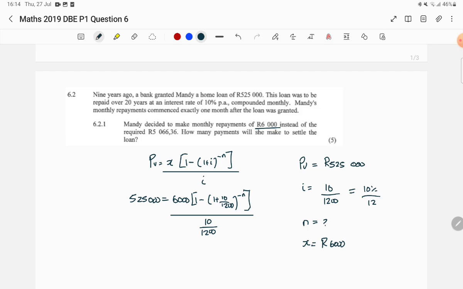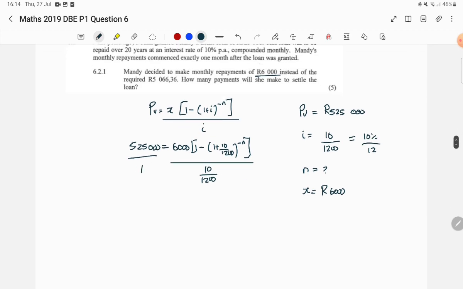So ideally, let's cross multiply and then divide by 6,000, and then we get something of the sort of 35 over 48. So if you take 525,000 times 10 over 1,200 divided by 6,000, thereafter we are left with, because now we need to isolate our unknown, which is our n, 1 minus 1 plus, just to simplify this, let's make this 0.1 over 12, to the power minus n.